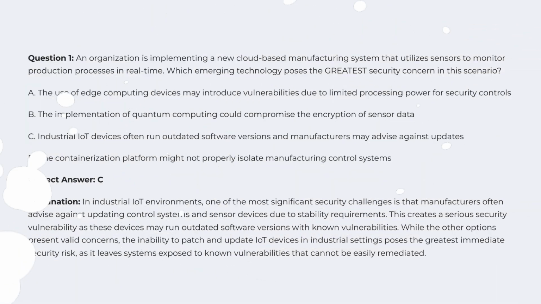Correct answer, C. Explanation. In industrial IoT environments, one of the most significant security challenges is that manufacturers often advise against updating control systems and sensor devices due to stability requirements. This creates a serious security vulnerability, as these devices may run outdated software versions with known vulnerabilities. While the other options present valid concerns, the inability to patch and update IoT devices in industrial settings poses the greatest immediate security risk, as it leaves systems exposed to known vulnerabilities that cannot be easily remediated.